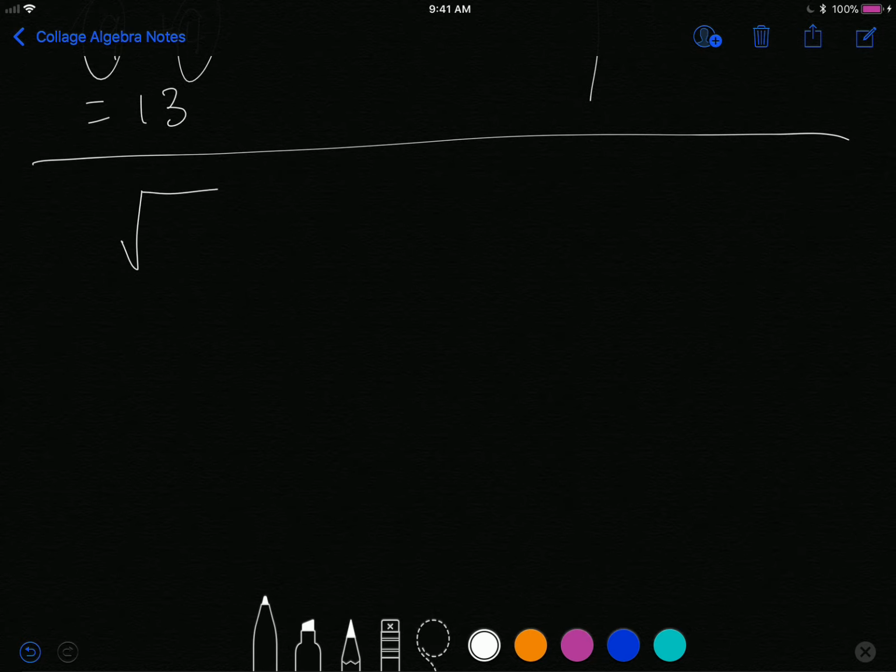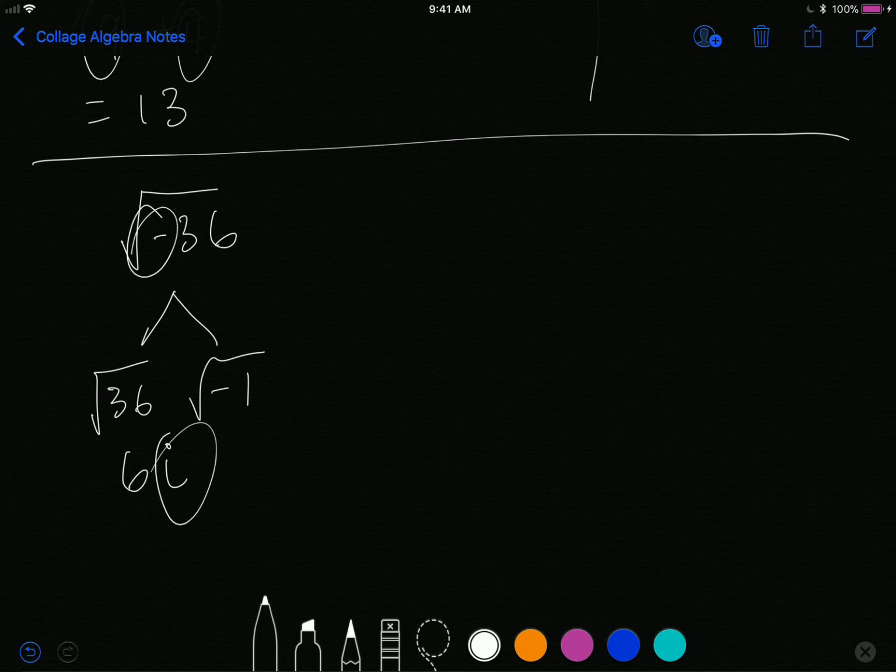If I want to take the square root of negative 36, what I first do is I write it as 36 times negative 1, and then I take the square root of each piece. The square root of 36 is 6, the square root of negative 1 is i, so the square root of negative 36 is 6i. A nice way to think about it is that the minus sign becomes the i. Right. The minus sign becomes the i.